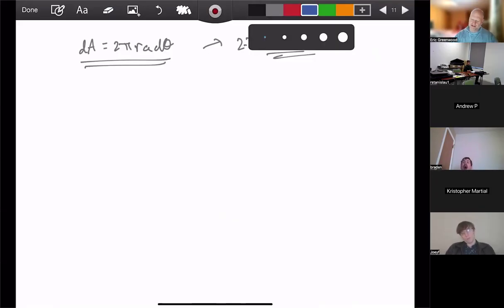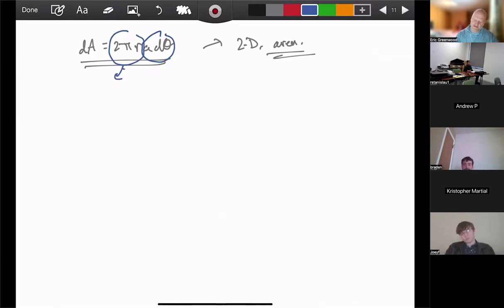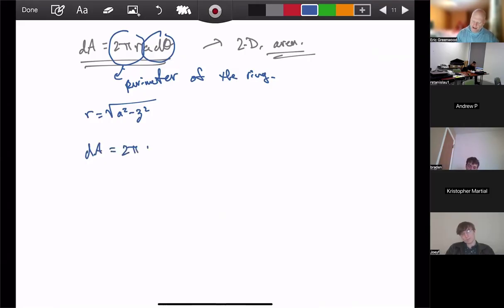Is that okay? So my differential area in this case is simply going to be this guy. This portion here comes from my arc length, and this portion here is just what? The circumference or the perimeter of the ring. Okay? Good. Now, just like we did in the previous problem, we know r is going to be equal to the square root of a squared minus z squared. So let's plug that in. My differential area is going to be 2 pi a times the square root of a squared minus z squared d theta.